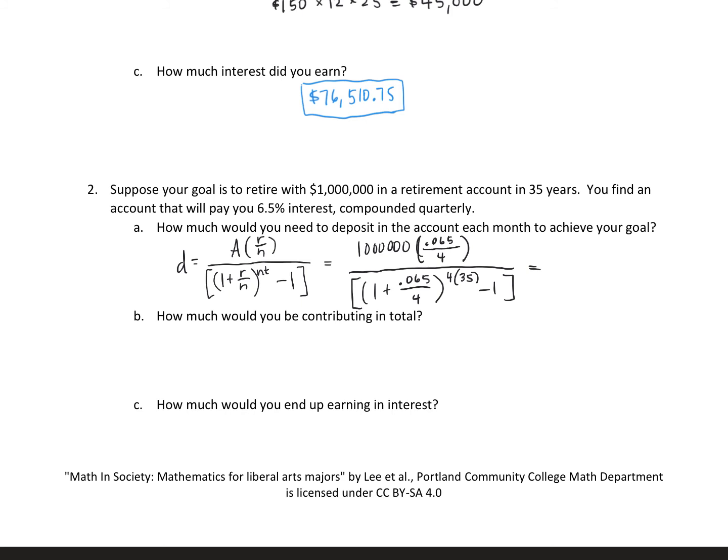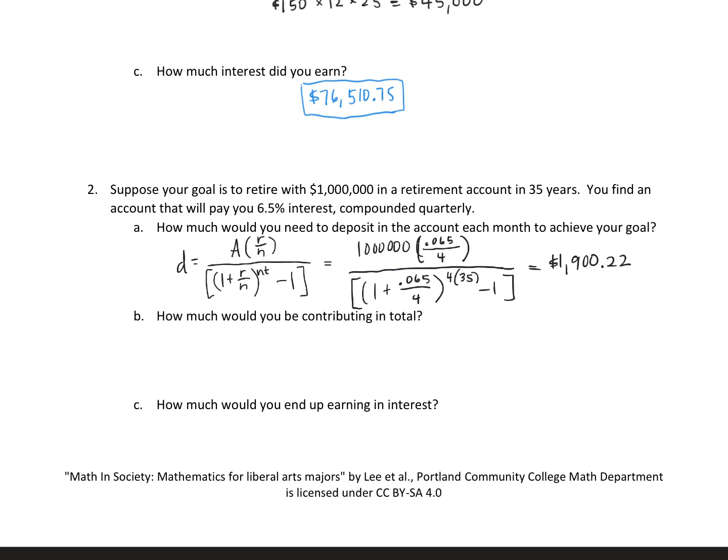All right, let's see what we get when we put that in the calculator. So according to my calculations, it would be $1,900.22. So you would have to be able to deposit $1,900 every single month in order to achieve your $1 million goal in 35 years.